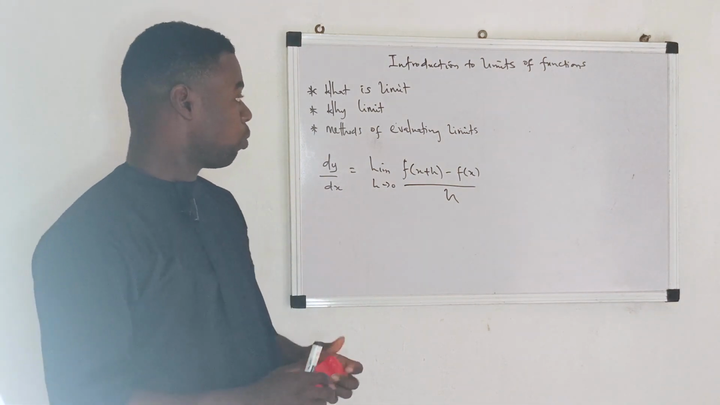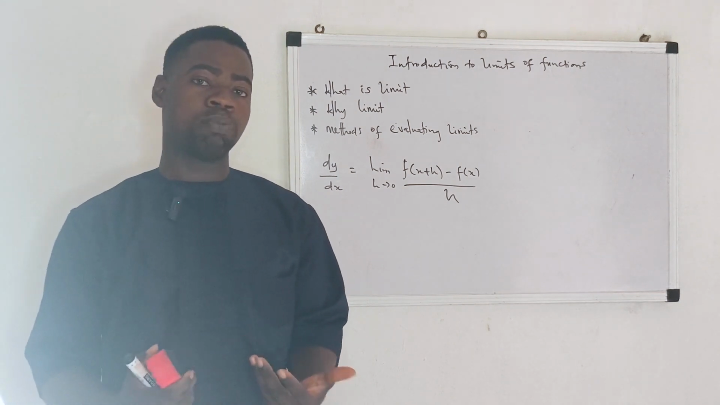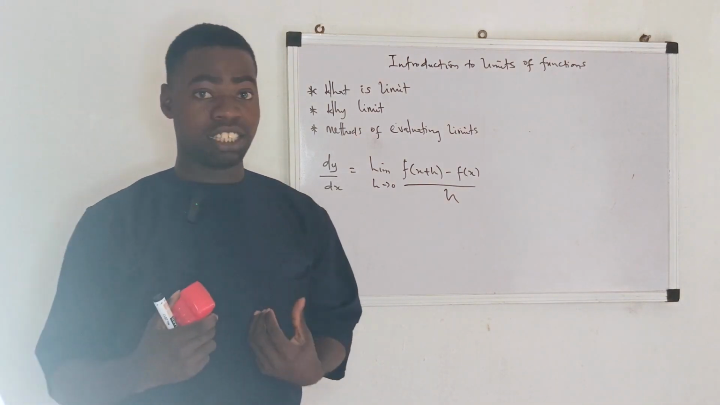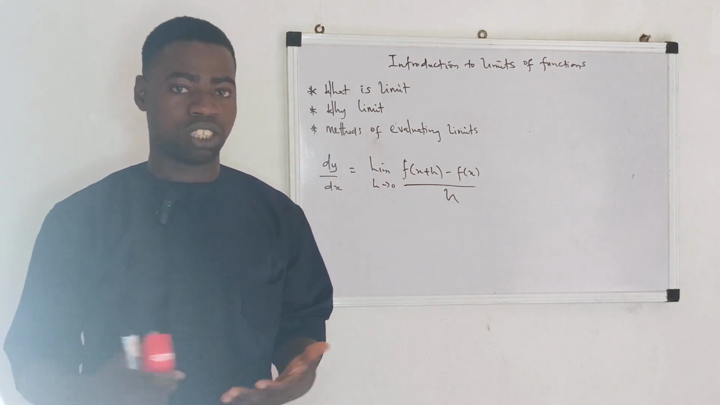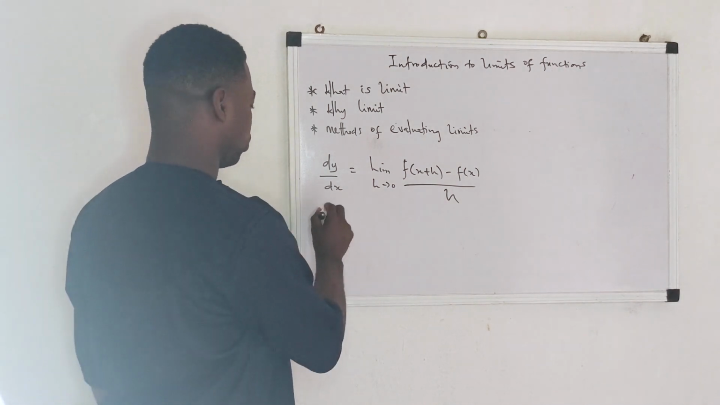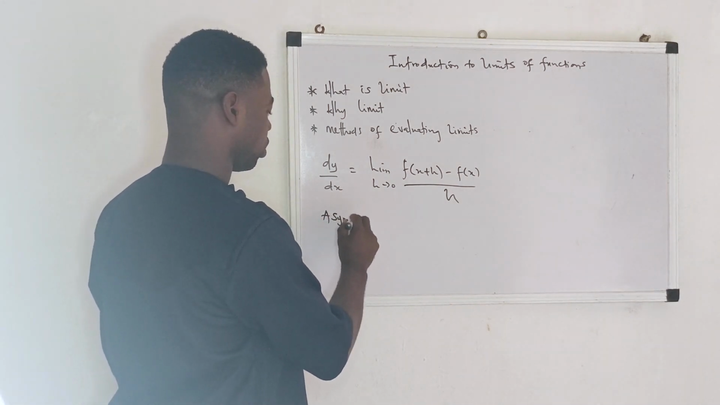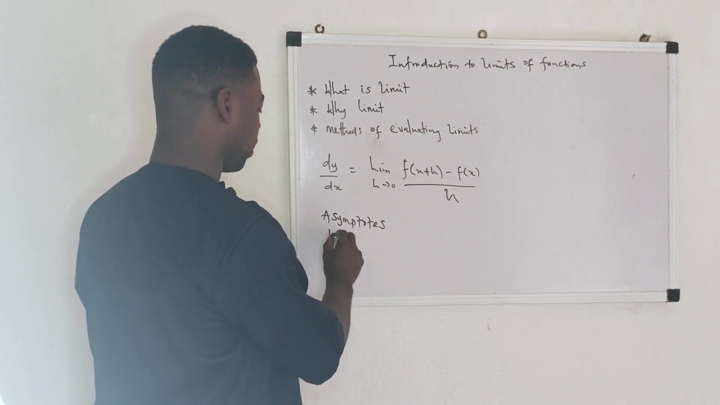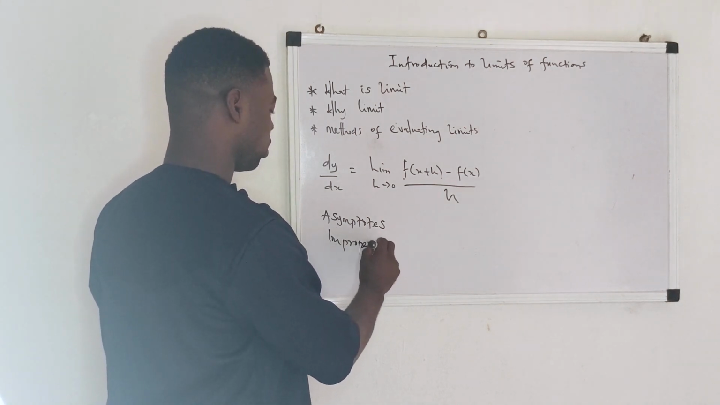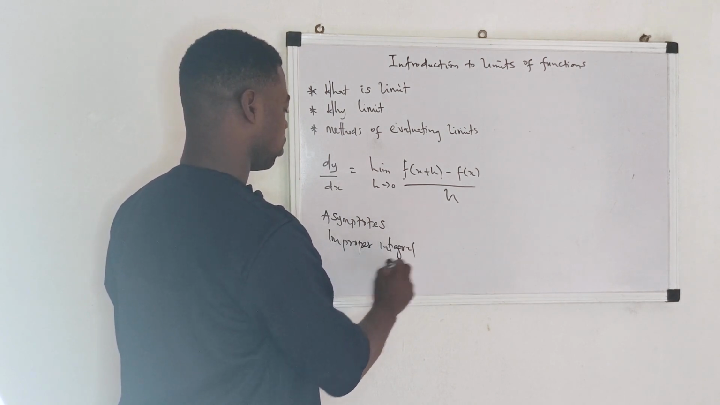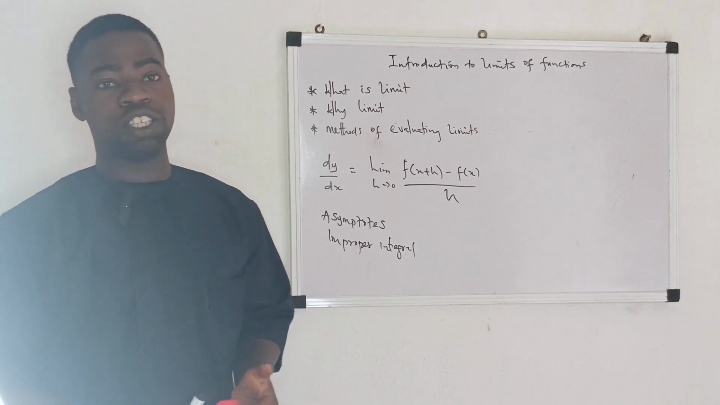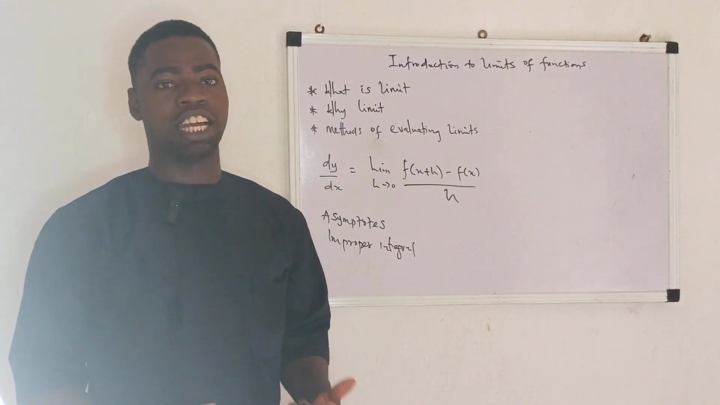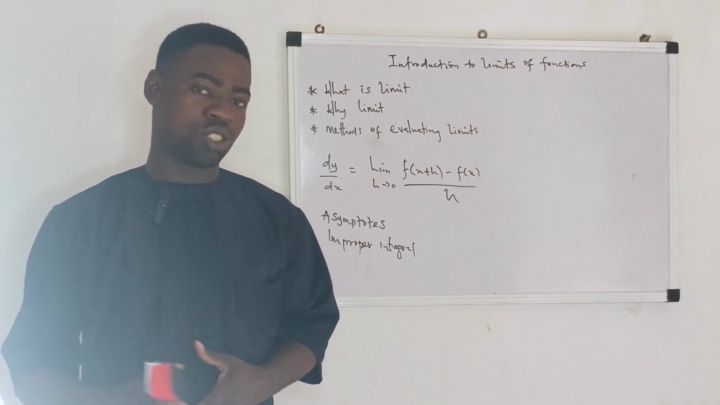Another importance of limits is that they help us to understand infinite processes. Infinite processes are things we interact with in our various classes. For example, you talk about the concept of asymptotes. You talk about the concept of improper integrals. All of these are things we interact with. But the first principle of these things is actually limits. And that's what we are discussing today.